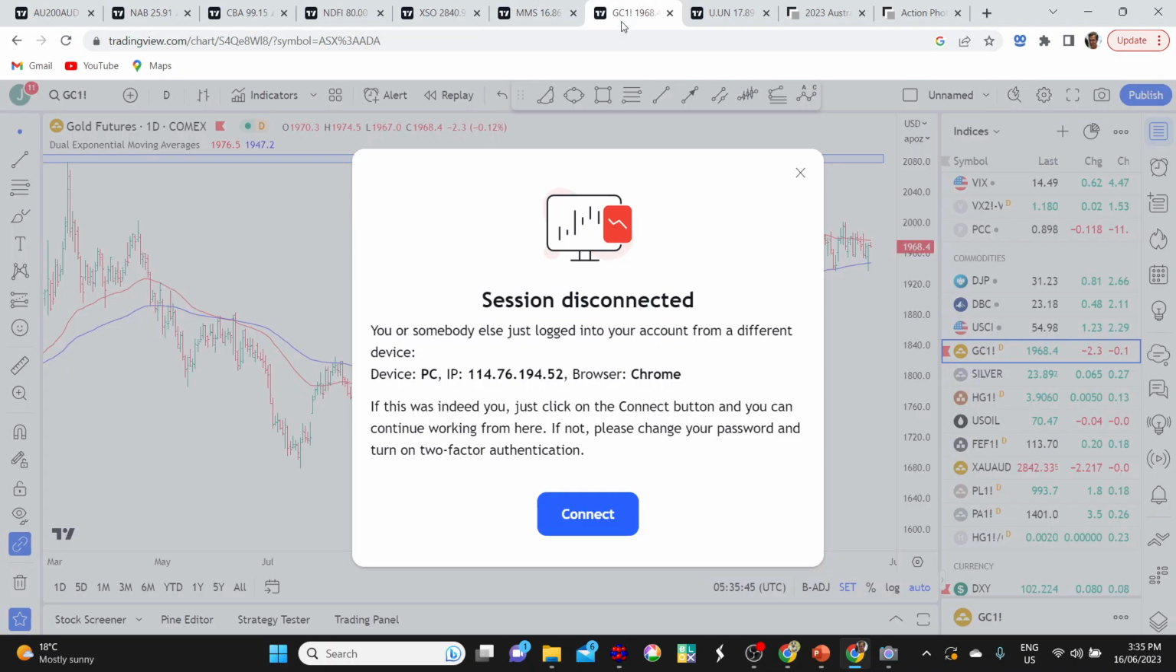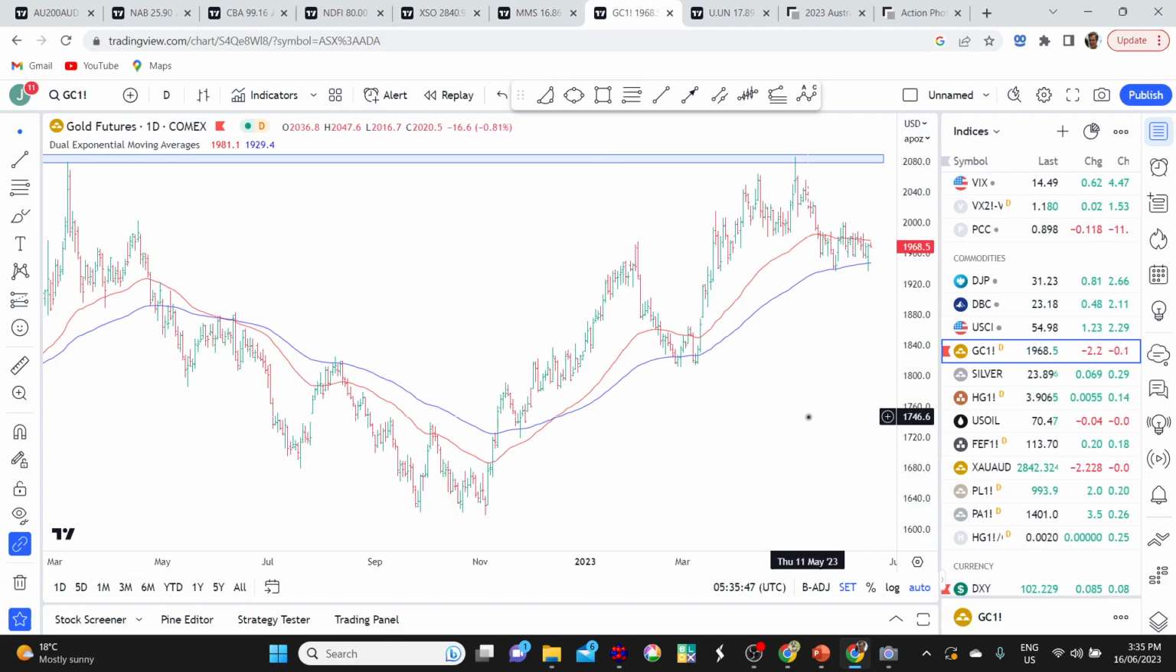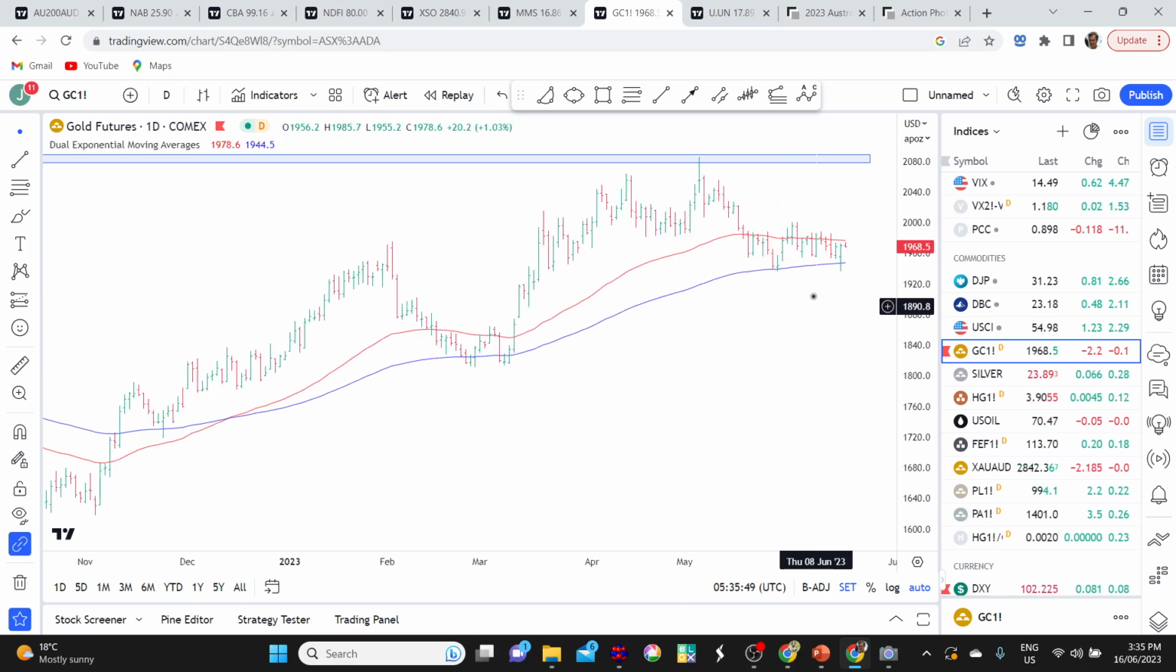All right, over to gold. And not much different to last week. It's been a week of just sideways trading.